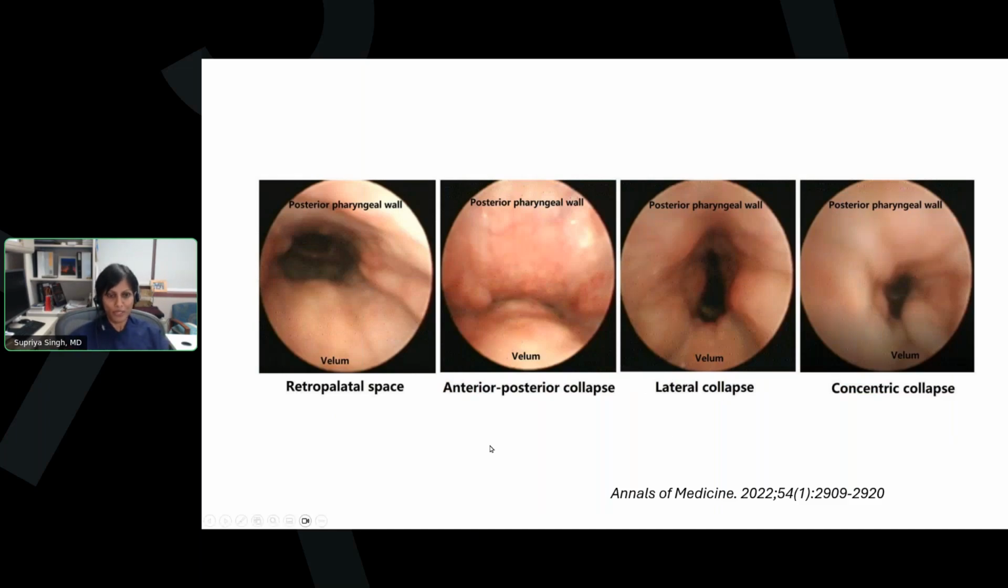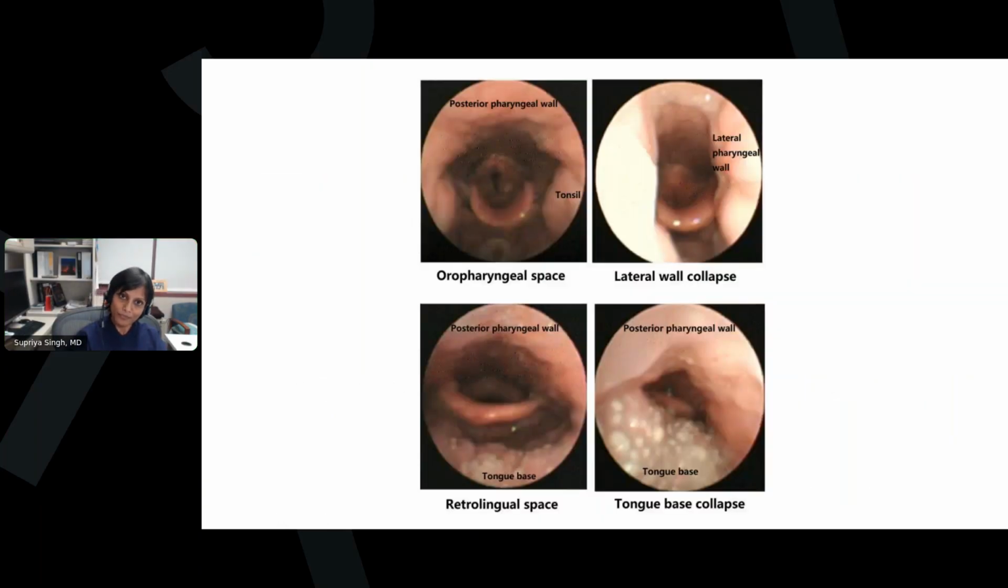So these are some more pictures that I wanted to share with you. So once again, posterior pharyngeal wall, soft palate, you can see the epiglottis and the base of the tongue. And this is what's called an AP collapse of the soft palate, which is complete. In this picture, you can see that it's just the lateral walls that are coming together. And this is the posterior pharyngeal wall. And in this picture, if you see, the lateral walls are coming together, but so are the anterior posterior. And this is what we call a concentric circumferential collapse.